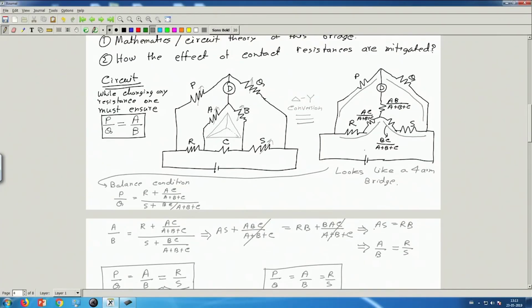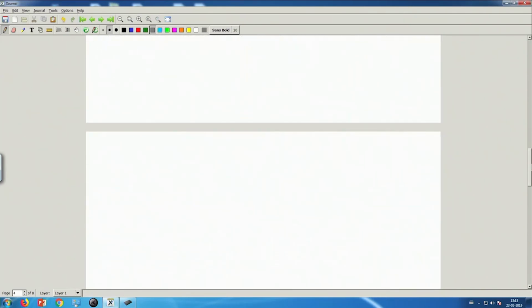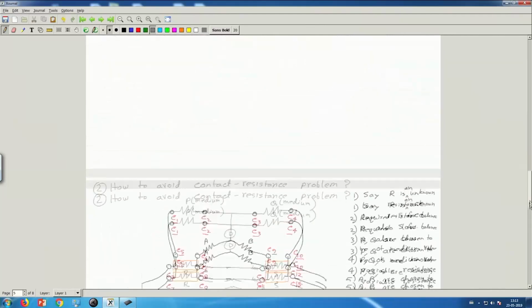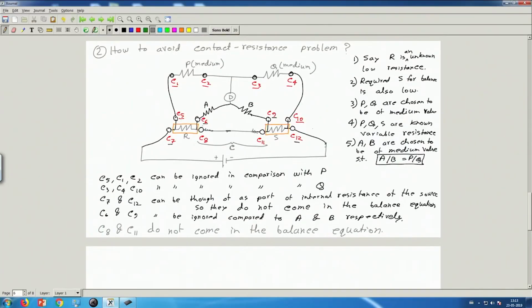Okay, and that is so because of the principle of this bridge, this circuit. And this is actually true because we always maintain P by Q equal to A by B. If we do not maintain this ratio, then C may not get eliminated. Then C may come in the balance equation. But if we maintain this ratio, then C has no effect. And this is how all contact resistances can be mitigated.